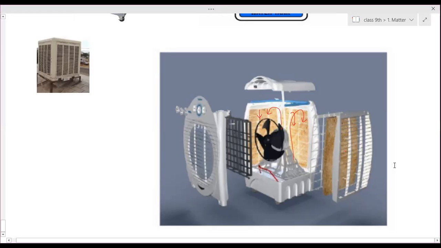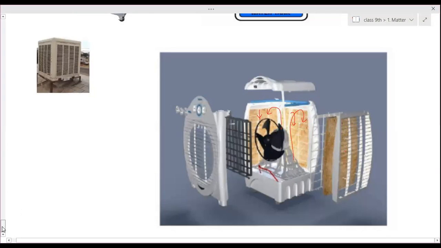So the hot air in the area has given up heat energy, and the water has absorbed heat energy. It is automatically cooled down because the particles have lost heat energy. Therefore it gives a cooling effect, and it is more effective than your normal coolers. Normal coolers are less effective, and these desert coolers are more effective because of this evaporation technique.